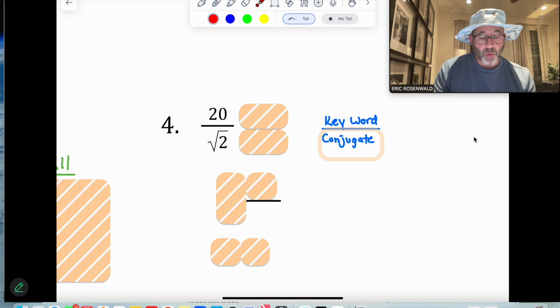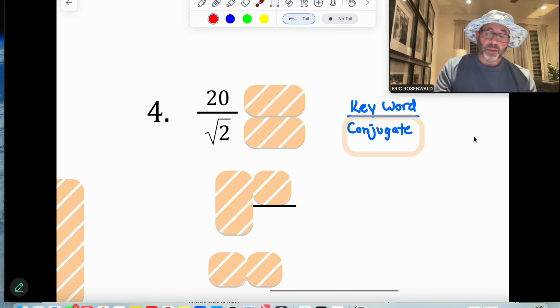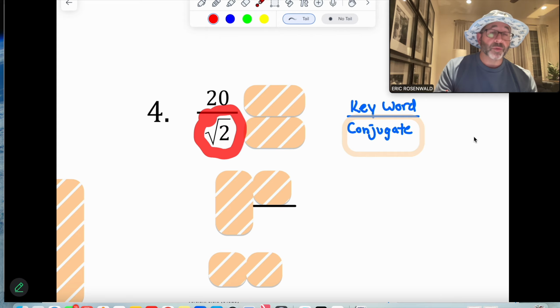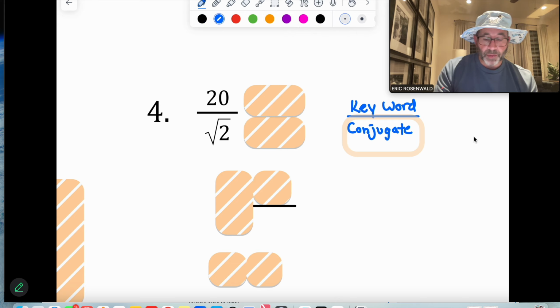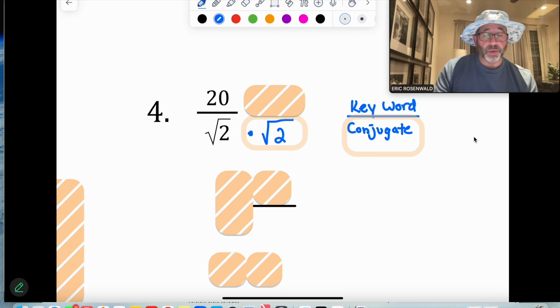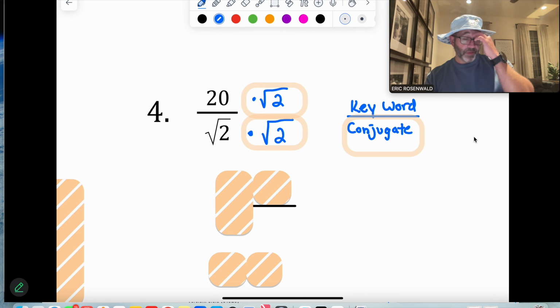Number 4, we're going to be using the conjugate here. That's the key word here, conjugate. So the conjugate of root 2 is just to use root 2 again. This is only when we have a monomial. A monomial, remember, is when we have just one term, and that's all we have down here. So if we use the conjugate here, we're going to use that root 2. We use the same value.